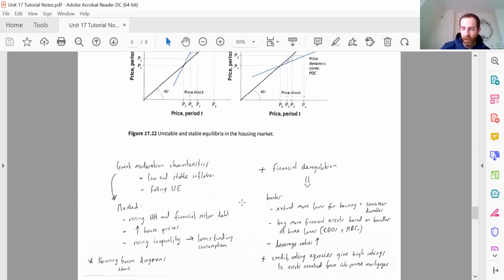But one other set of policies that were brought in by the Thatcher and Reagan administrations and other administrations around the world was deregulation, right?